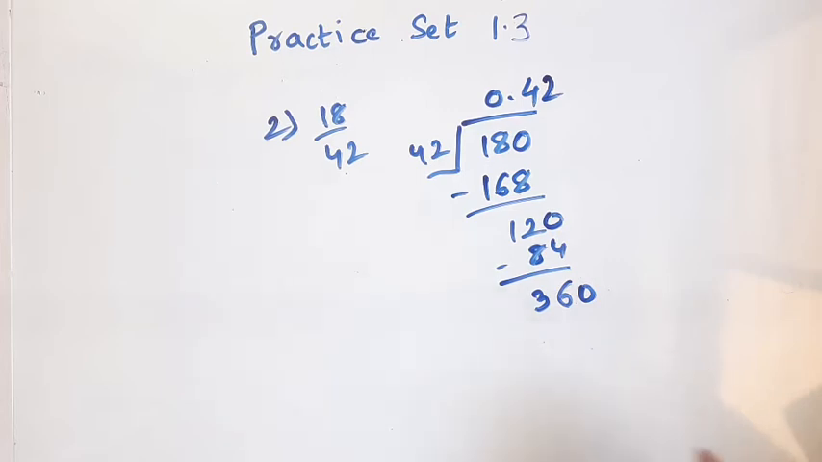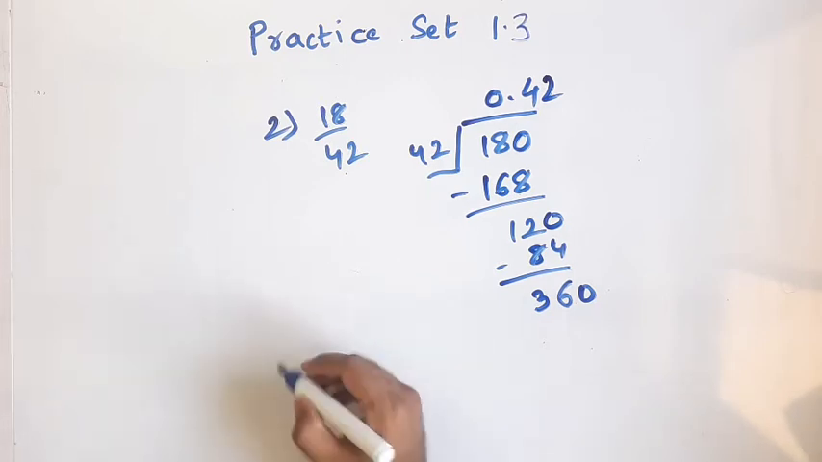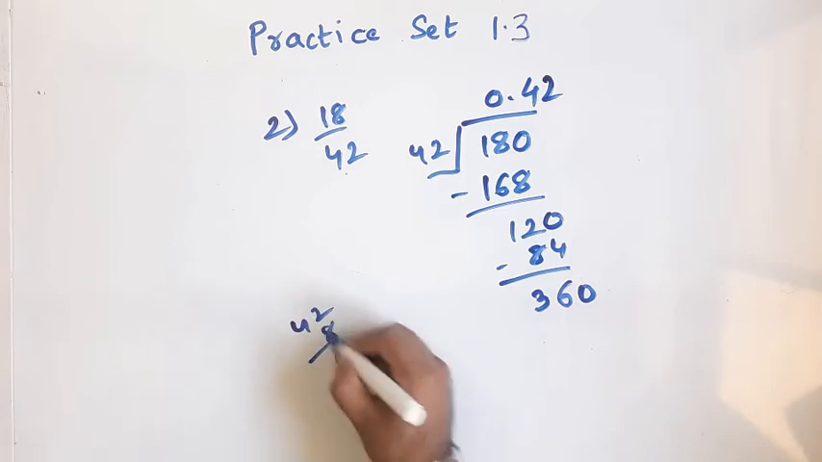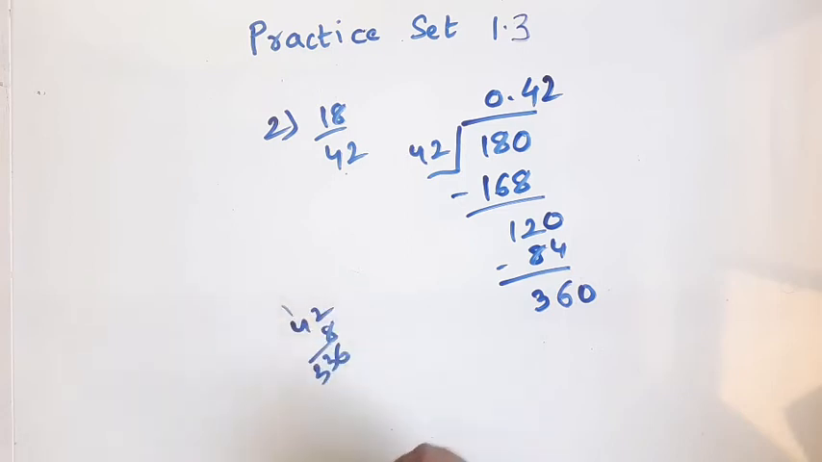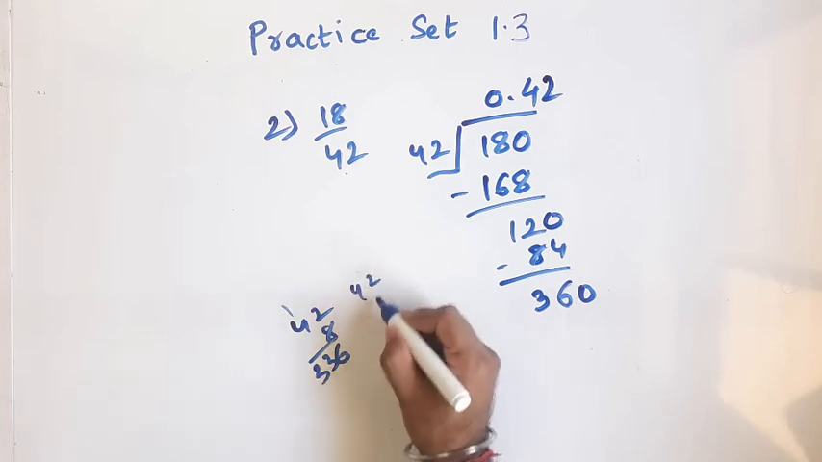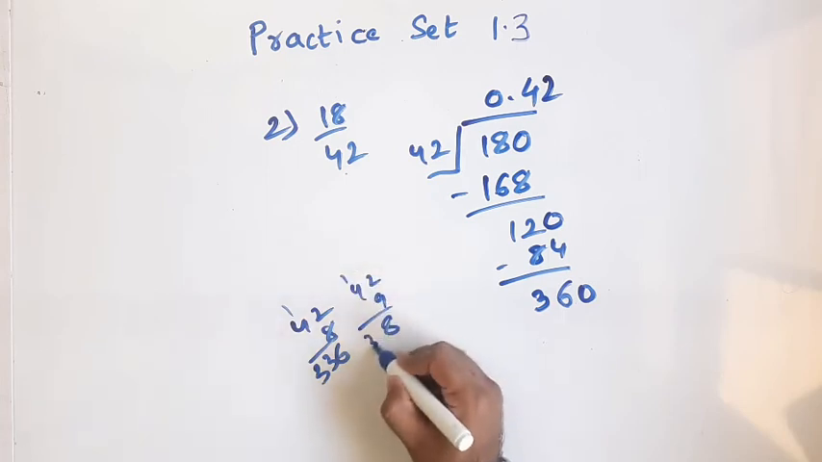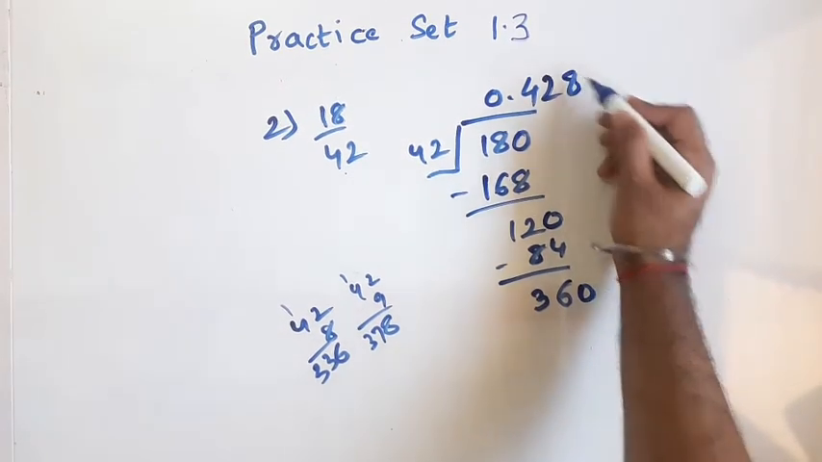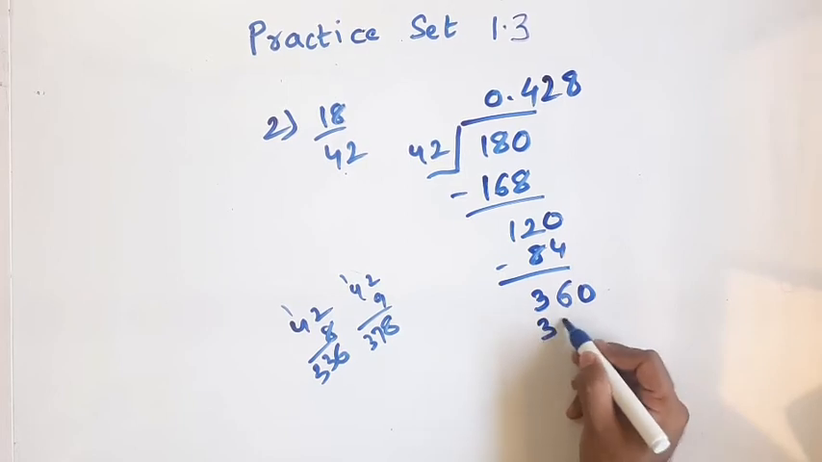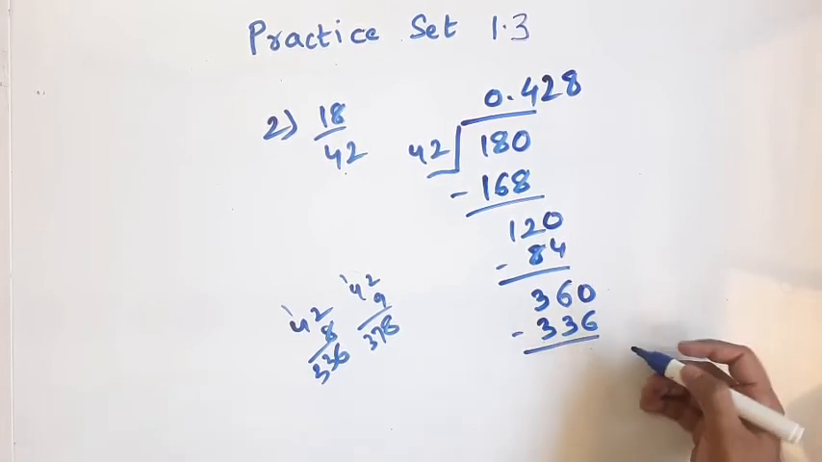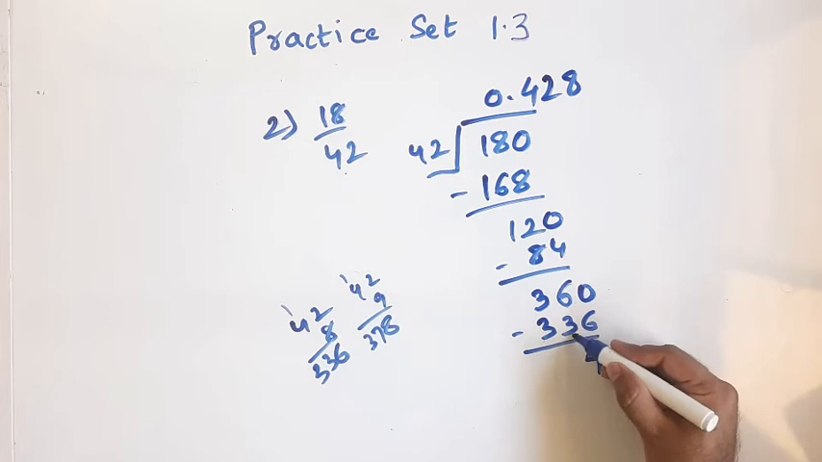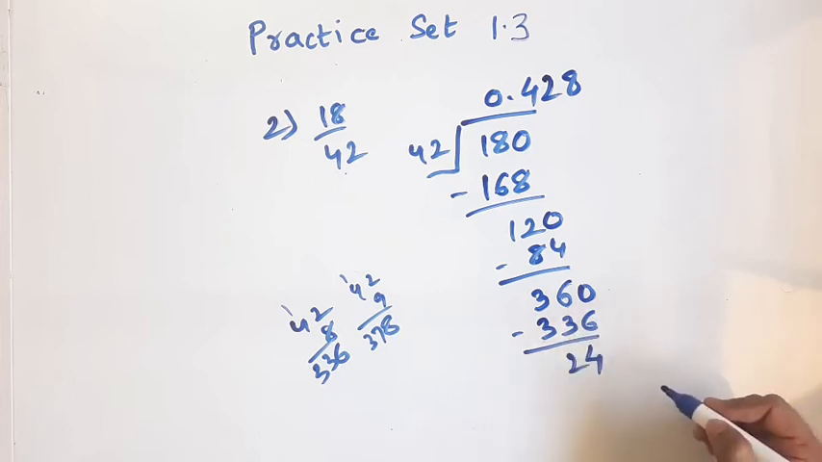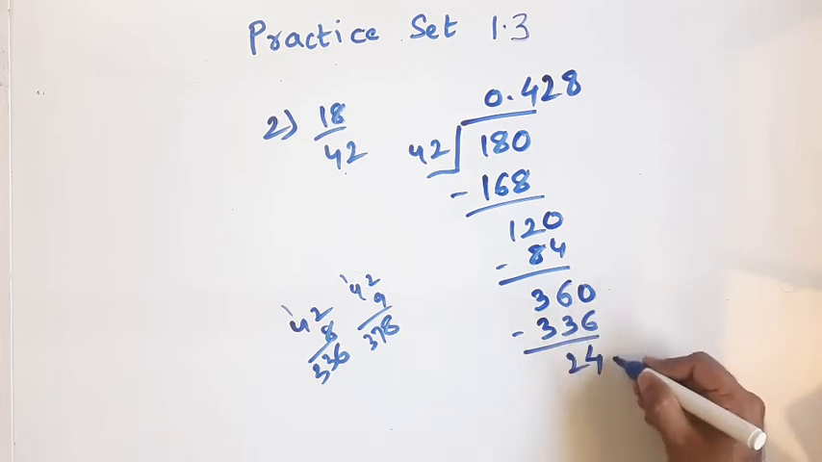Let us take the number 36 and 4. 4 9s is 36. So if I take 42 8s, let us see, 42 8 times, this is very close. But if I take 42 9s, it will be more than 360. So I'll take 42 8s, 336. Okay, see what I'll get. 4 plus 2 is 6, 24. So I'll put a 0 here.